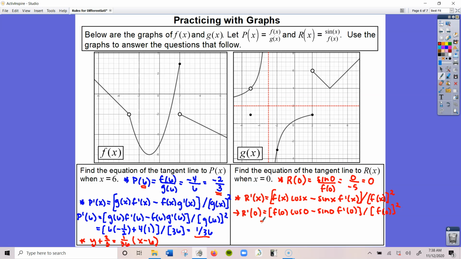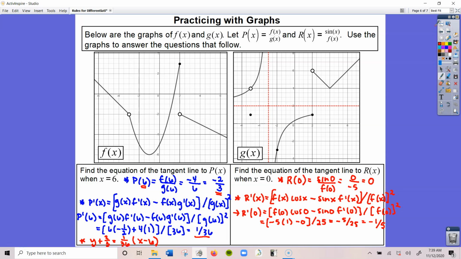Now, here we go. f of 0 is negative 5 times cosine of 0, which is 1, minus sine of 0, which is 0, and 0 times anything, whatever f prime of 0 would have been, would just be 0. So it would be minus 0. And everything is over f of 0 squared. And f of 0 is negative 5. So negative 5 squared is a positive 25. So when I work this out, I get negative 5 over 25, which can be simplified to -1/5.